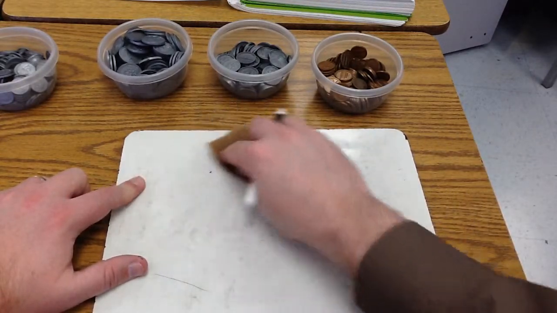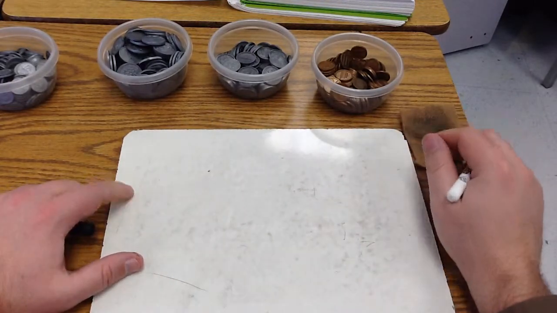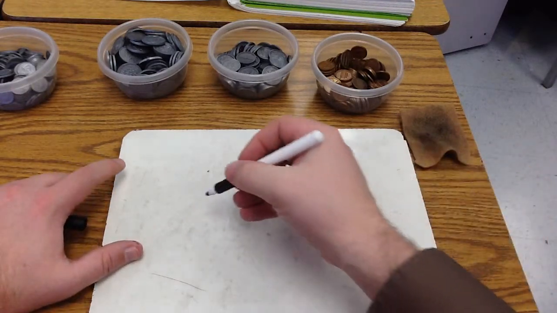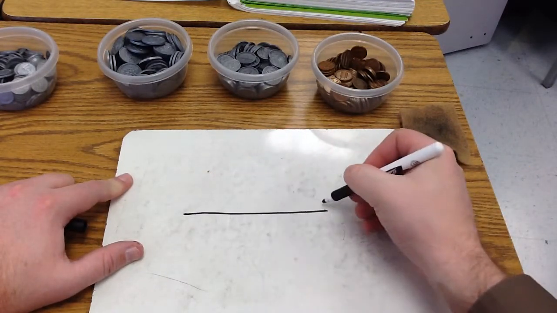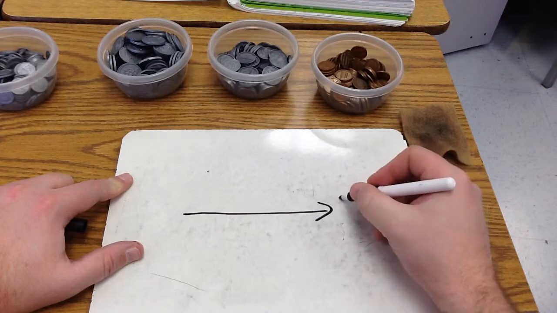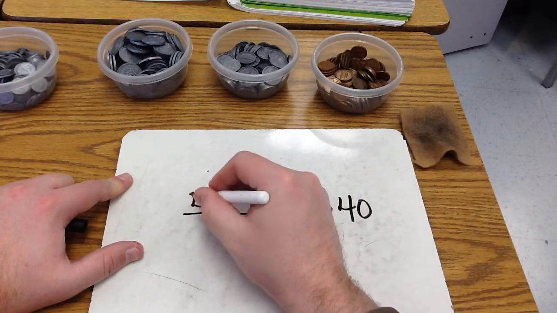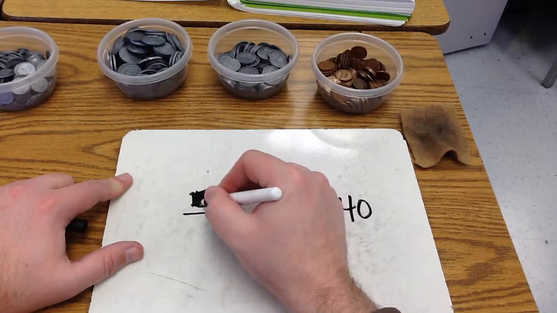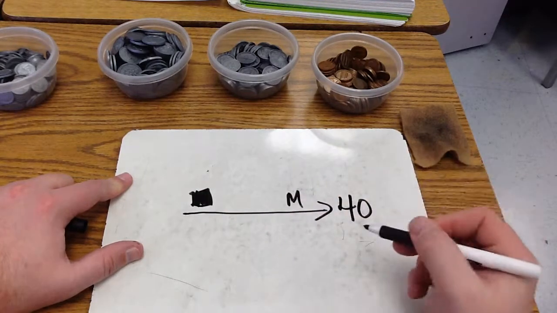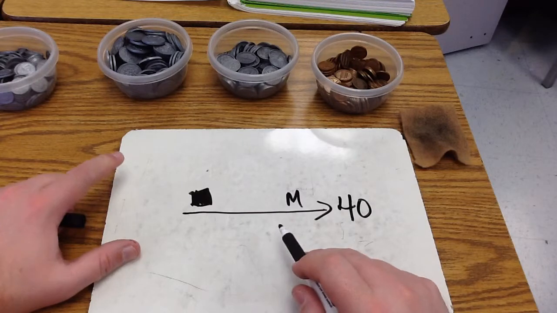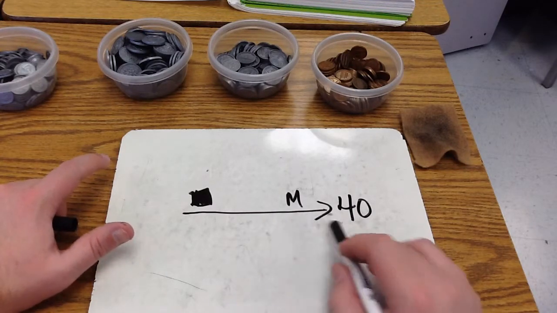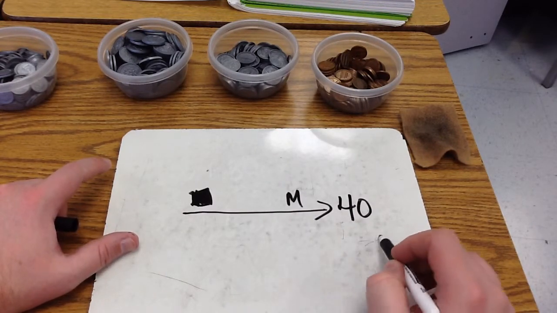I don't want to keep going into that since that's what we worked on yesterday. But what I do want to focus on today is a little bit of review of finding missing numbers like this. So here I have a number family with the letter M here and 40 here.